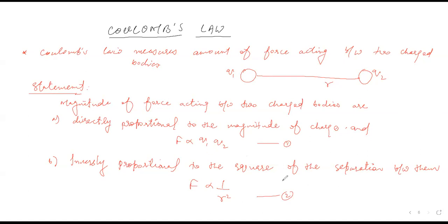Now we have two equations. F is directly proportional to Q1, Q2, and the second one is F is inversely proportional to 1 over R square. When you combine these two equations, you get F is directly proportional to Q1 Q2 over R square, or F is equal to K Q1 Q2 over R square. Please note it down.